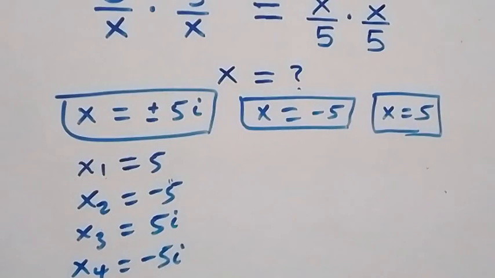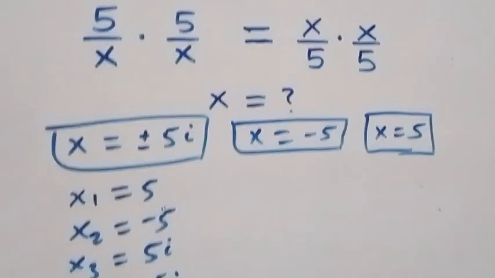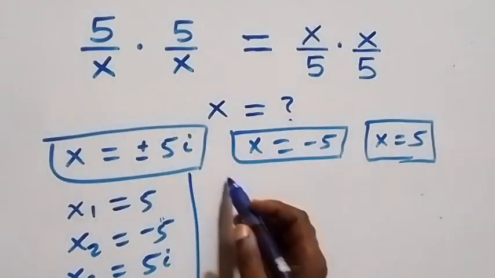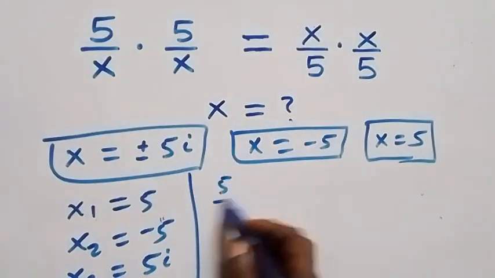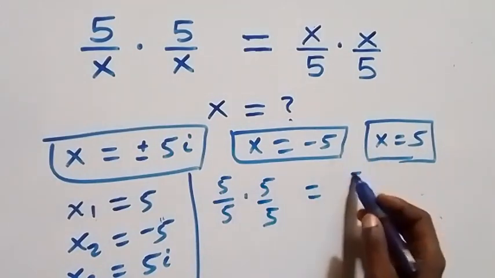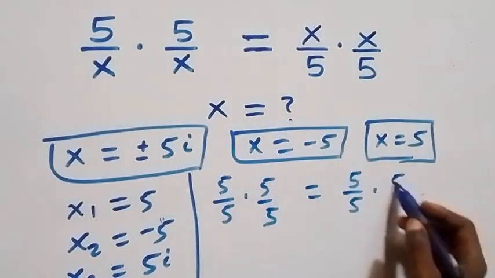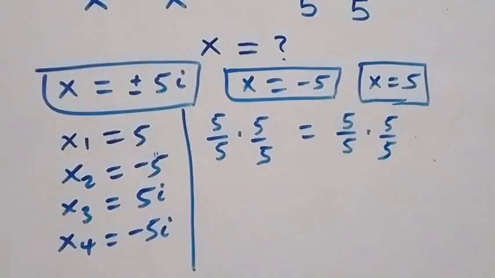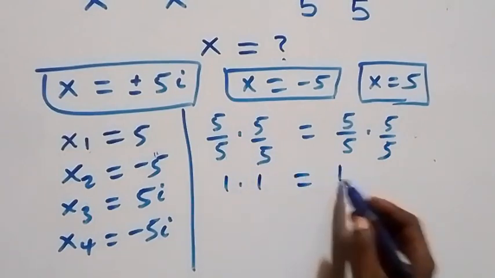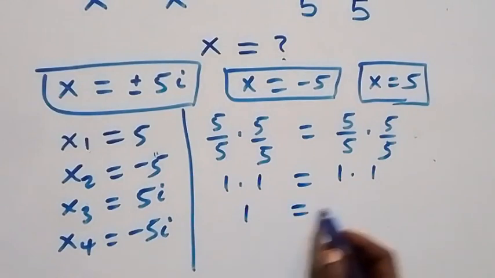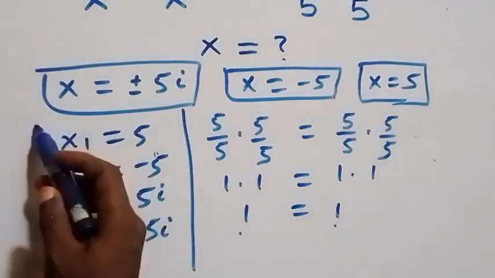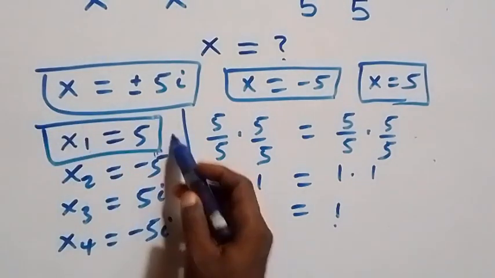Now, let's start with the first one, which is x equals 5. Put x equals 5 in the equation we are given. So what we have here becomes 5 over 5 times 5 over 5 is equal to, x is 5, that's 5 over 5 times 5 over 5. Here 5 over 5 is the same thing as 1, then 1 times 1 is equal to 1 times 1. 1 times 1 here is 1, which is equal to 1 on this side. Left hand side equals the right hand side. So x equals 5 satisfies the given problem.